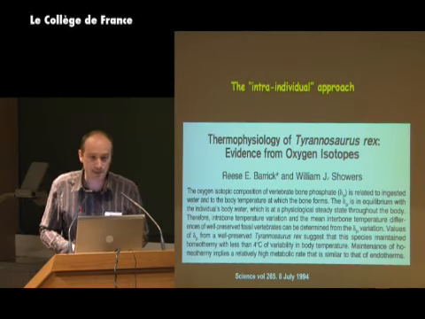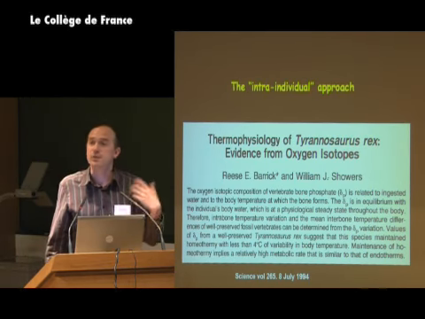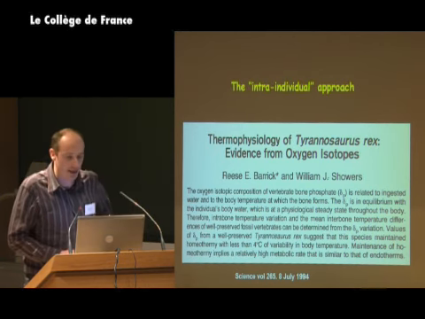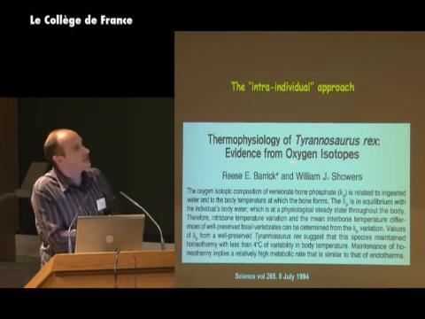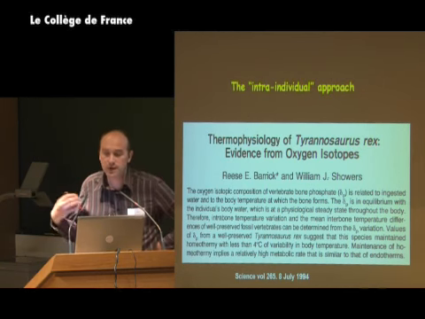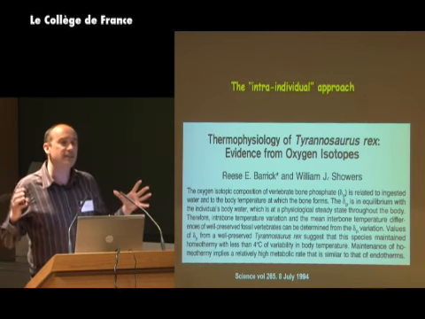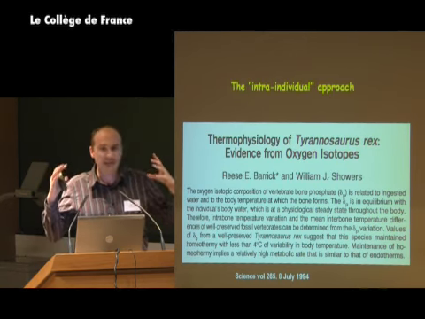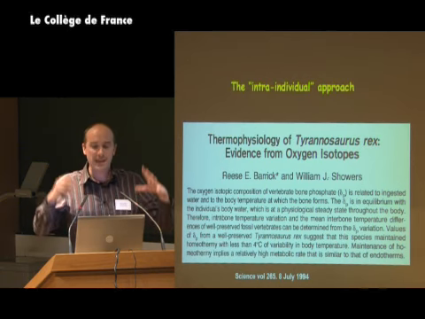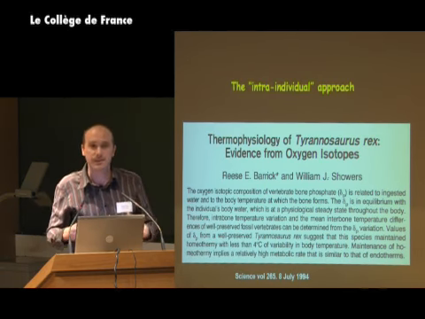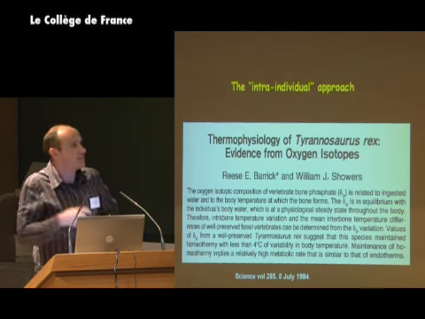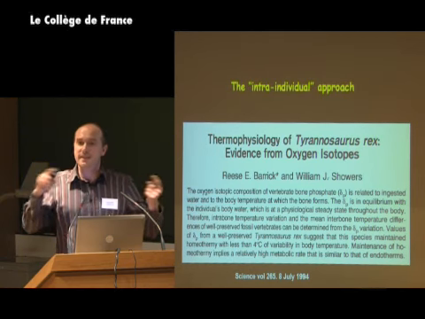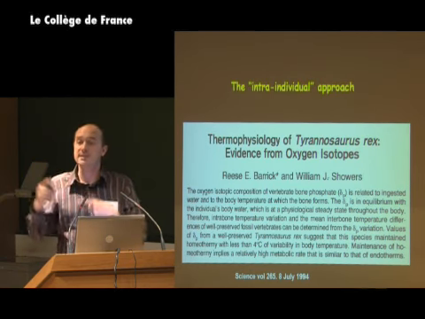So let's go to the application. The first attempt to infer dinosaur thermophysiology or body temperature was made in 1994 by Reese Barrick and Bill Showers, who considered the fact that an ectothermic animal may encounter local heterothermy, meaning that between the inner core and the extremities of its body, there will be some difference in temperature.